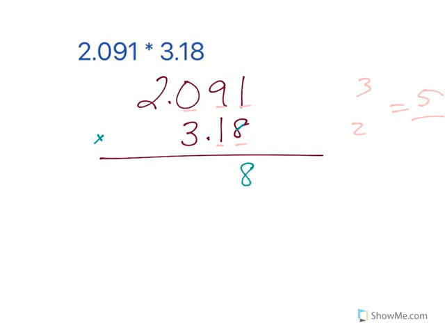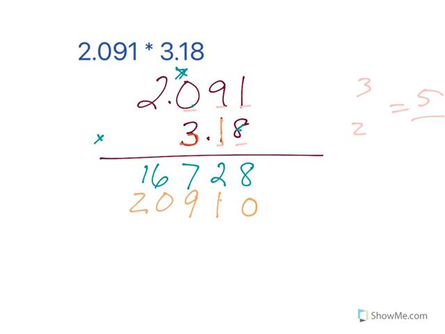8 times 1 is 8. 8 times 9 is 72. Carry my 7. 8 times 0 is 0 plus 7. And then 8 times 2 is 16. Okay, next number. I put a phantom 0, and I multiply through by 1. So 1902. I love multiplying by 1.